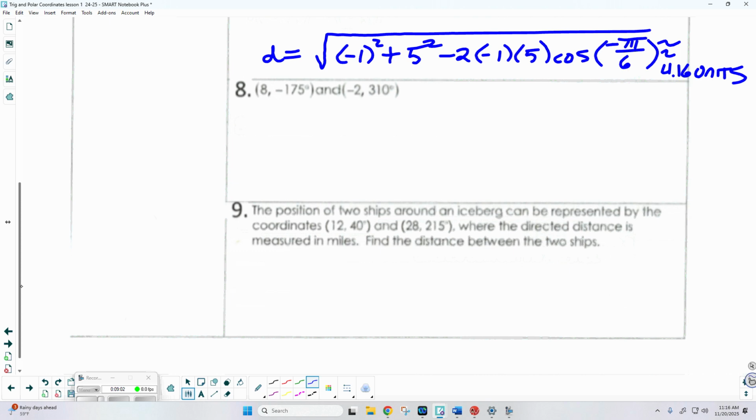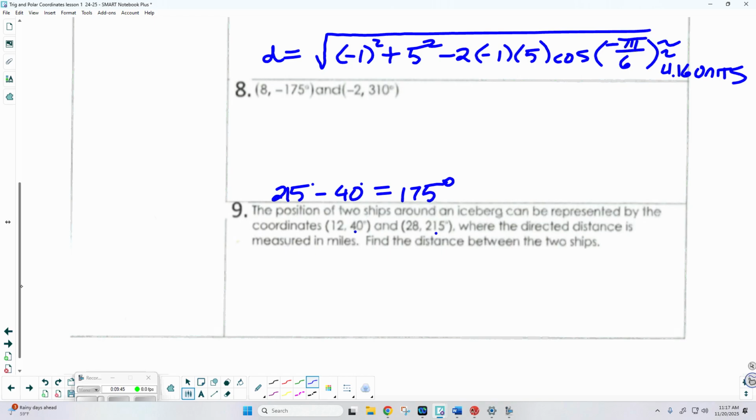The position of 2 ships around an iceberg can be represented by the coordinates 12, 40 degrees and 28, 215 degrees, where the directed distance is measured in miles. Find the distance between the 2 ships. So you can go ahead and convert each of these immediately and then subtract them, but I think that's going to give you more work. Let's just subtract them right now. 215 degrees minus 40 degrees, that's going to be 175 degrees. And yes, remember the formula will work with degrees, but we want to work with radians.